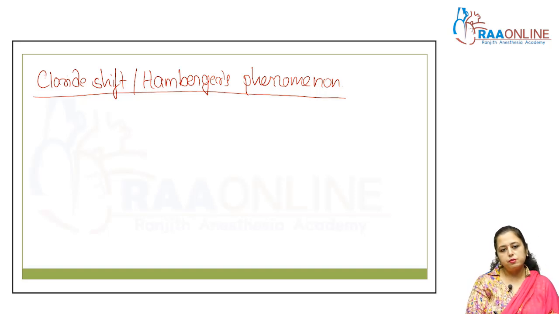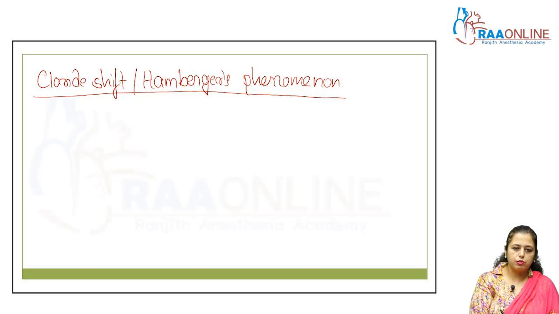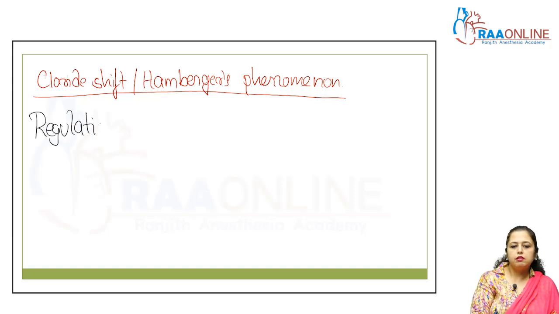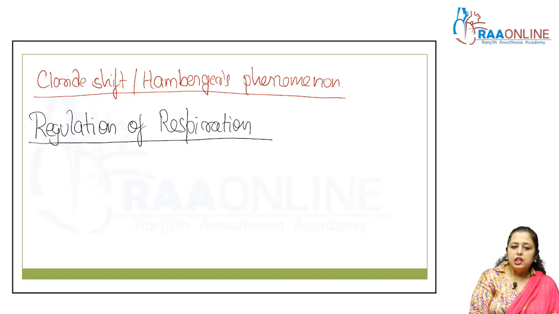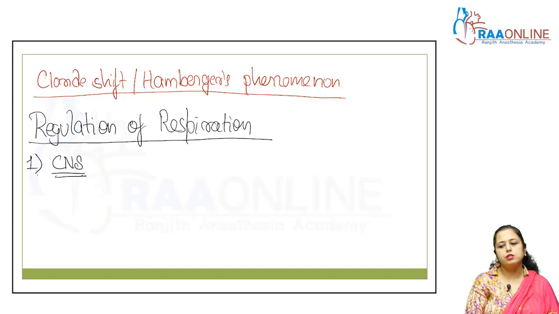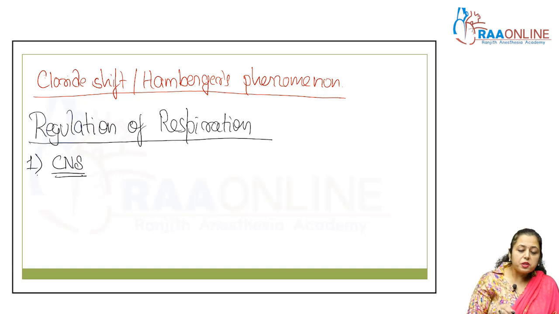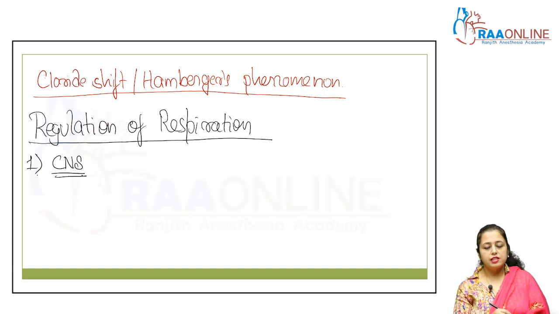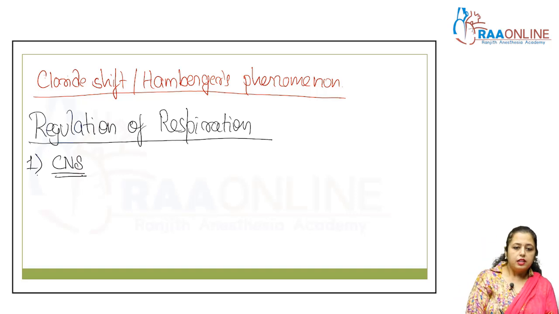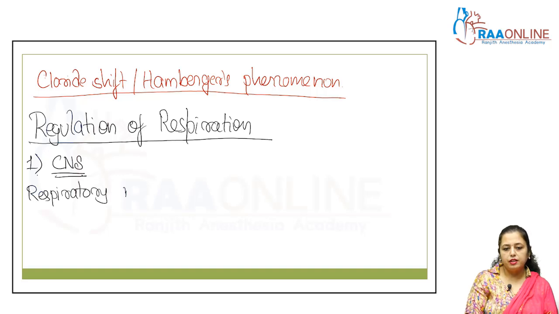Now come to the regulation of respiration. When we talk about the regulation of respiration, the respiratory mechanism is controlled by the CNS actually, right? That is the central nervous system, which is the combined activity of the brain and the spinal cord. Respiratory movements are under the control of the centers of the medulla oblongata, right? I am talking about the respiratory movement, right?